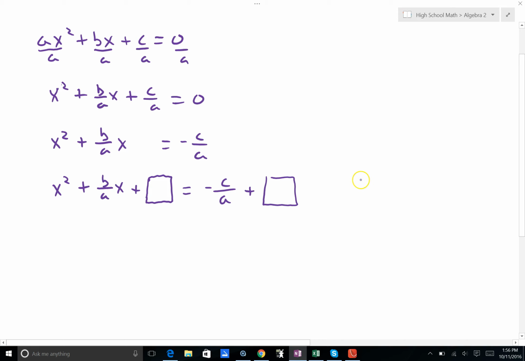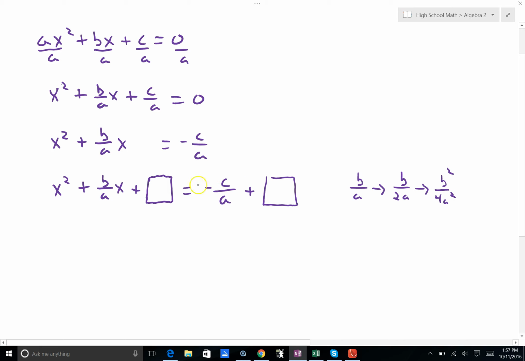So, my box, I'm going to take b over a, and I'm going to take half of that. Well, half of b over a is b over 2a. To take half of a number, you simply double the denominator. Well, to square that would be b squared over 4a squared. b times b is b squared. 2a times 2a is 4a squared.